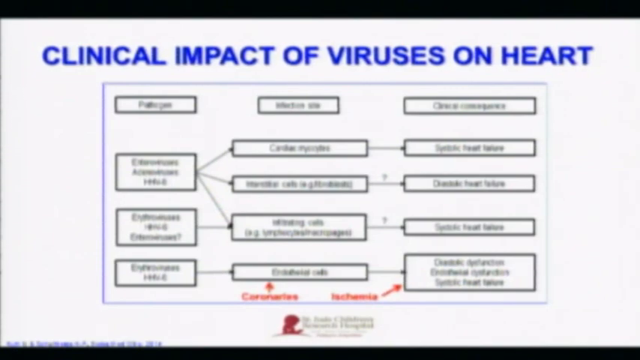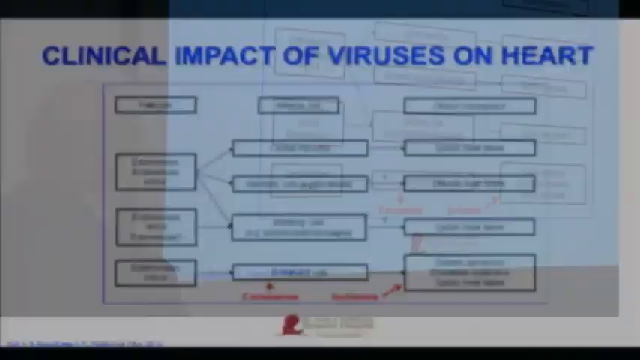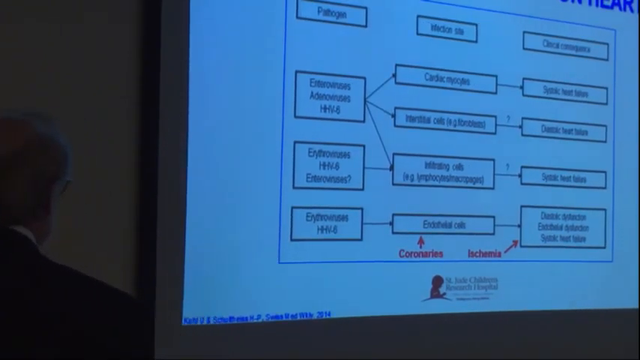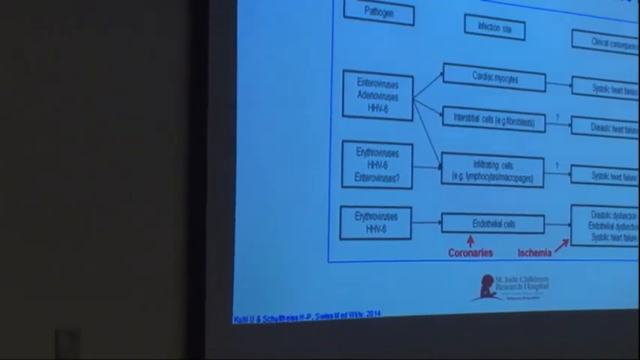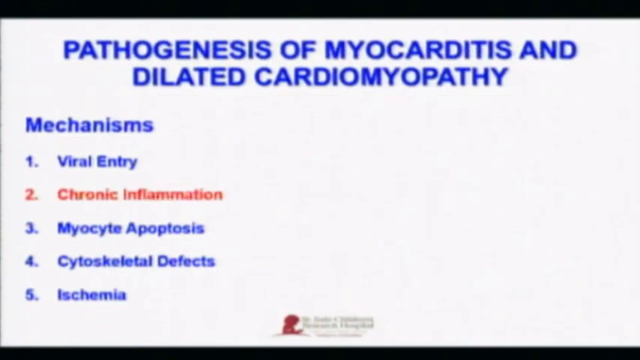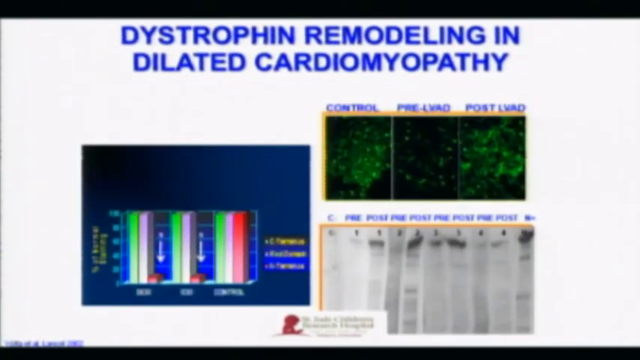You can see here enteroviruses infiltrate the cells. You get a lot of inflammation. And then the endothelium can also take a beating. The problem with this particular set of pictures is that they really didn't describe much when it came to parvo specifically. Chronic inflammation is important, but this really looks at the cytoskeletal proteins.